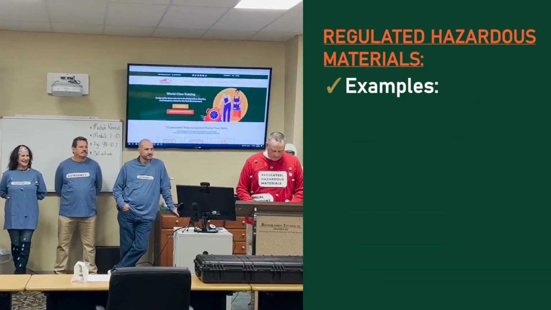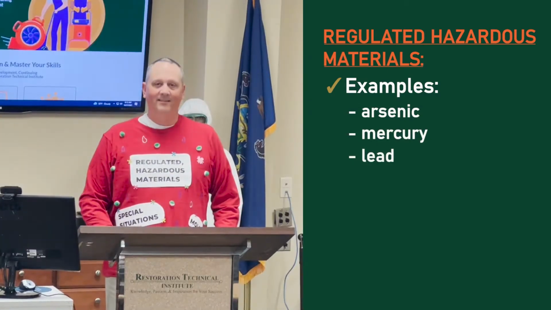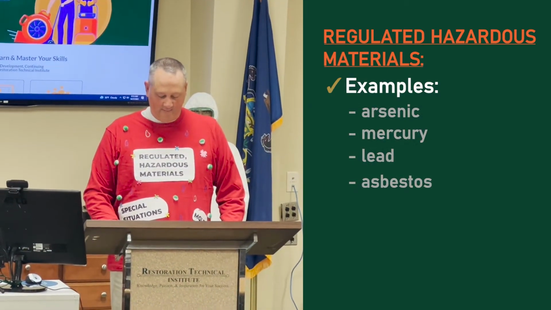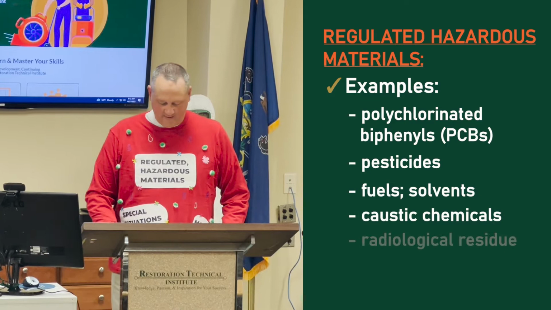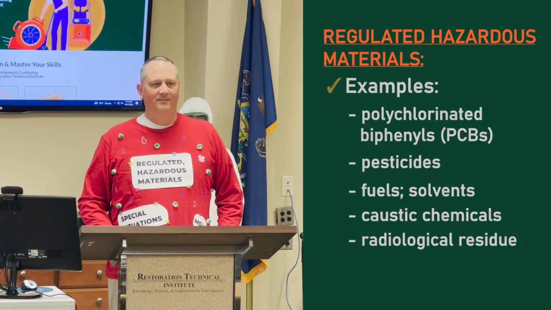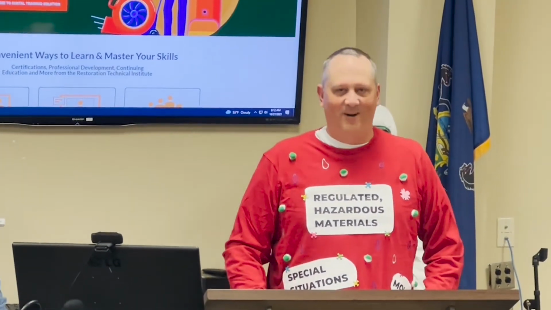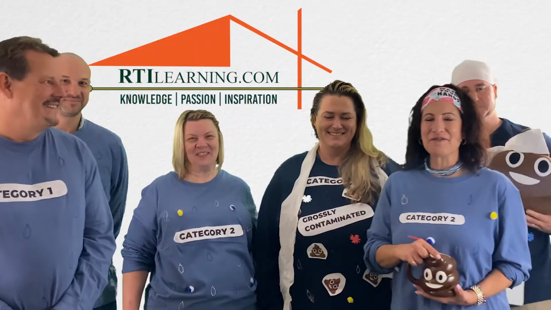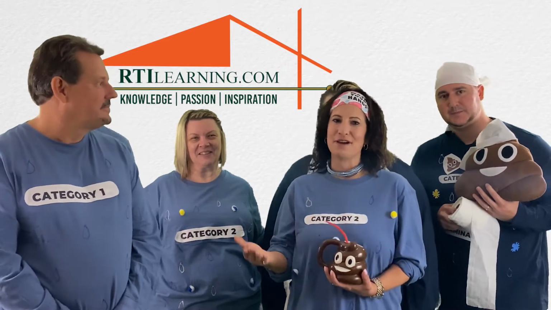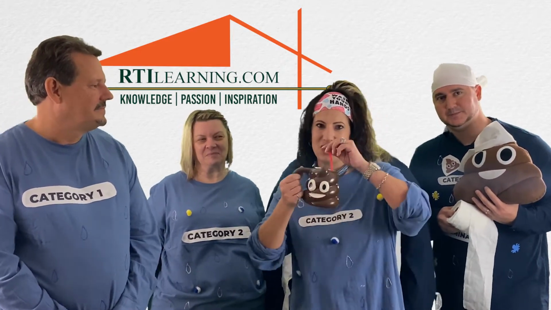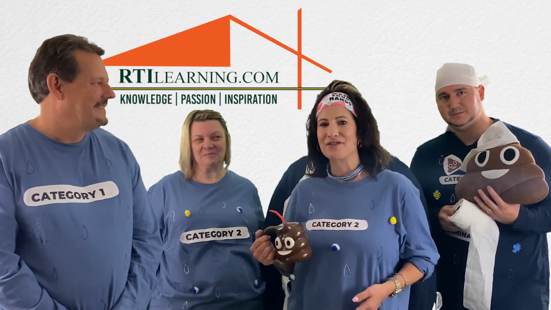Regulated materials can include, but are not limited to, arsenic, mercury, lead, asbestos, PCBs, pesticides, fuels, caustic materials, and radiological residues. Regulated materials: I'm the best because I can be in any category of water. So we know that we determine the category of water starting with its source. We also know that the passage of time or coming in contact with contaminants can change Category 1 or 2 to a Category 3.